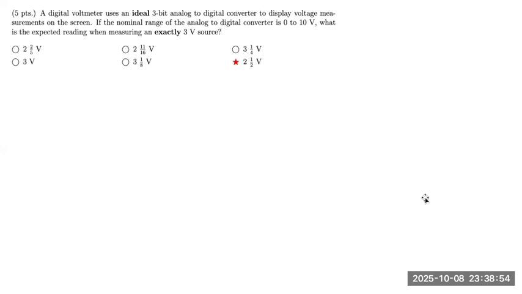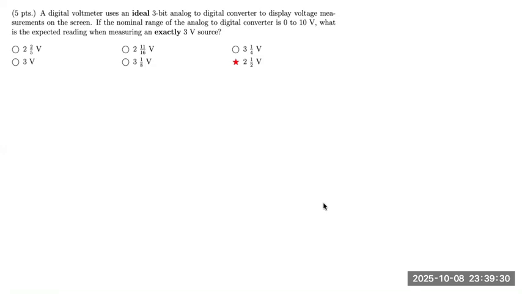So basically, in analog to digital conversion, some information will be lost, since analog is continuous while digital is discrete. And they're asking us, if the nominal range of the analog to digital converter is 0 to 10 volts, what is the expected reading when measuring an exactly 3-volt source?